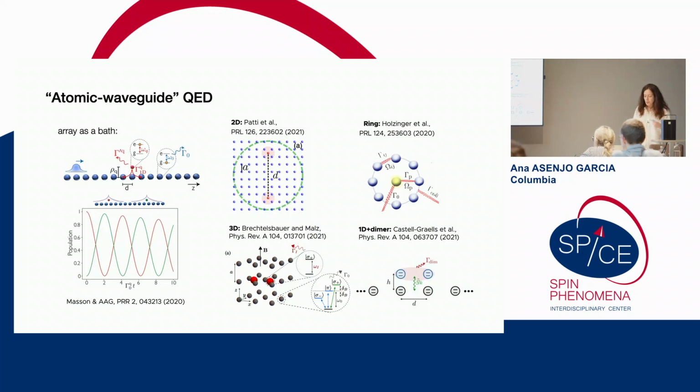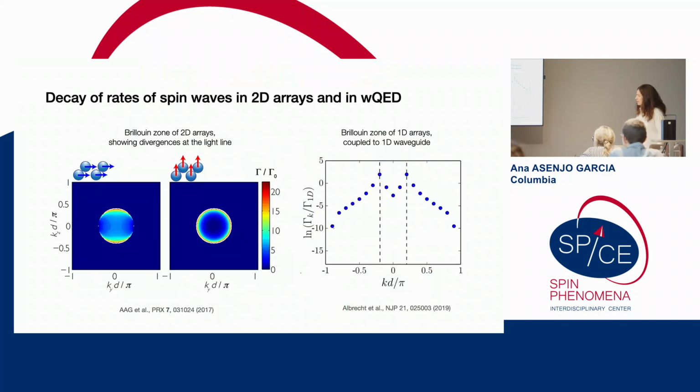So this is 1D. Now what happens in 2D? In 2D, something very similar happens. This is the Brillouin zone for 2D arrays. Here, the light cone is basically this circle, and you see that at the edge you have these very bright modes. Outside, the decay rate is zero. Of course, atoms have some polarization, so the specifics of these details depend on the polarization, but it's not great.